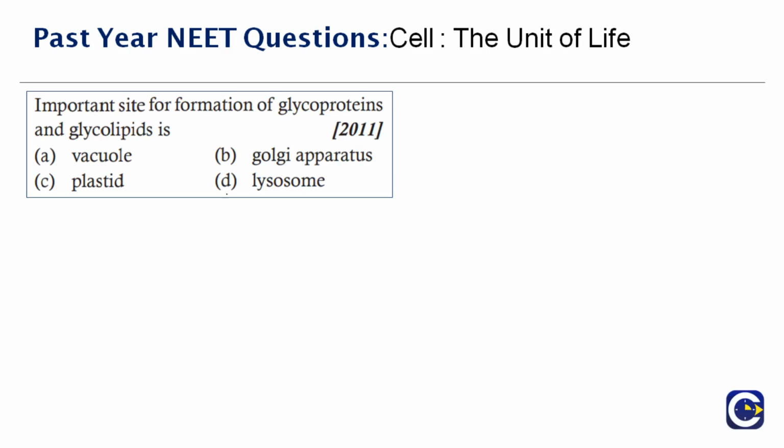Now let's move to the next question here. This question was again asked in the year 2011. Important site for the formation of glycoproteins and glycolipids dash. Now what is a glycoprotein and a glycolipid? They all have glyco in it. One is protein and one is lipid. A glycoprotein is any class of protein which has a carbohydrate group attached to the polypeptide chain. And a glycolipid is a lipid attached with carbohydrates. So you have protein attached with carbohydrate, and here you have lipid attached with carbohydrate. That is the difference between glycoprotein and glycolipid.